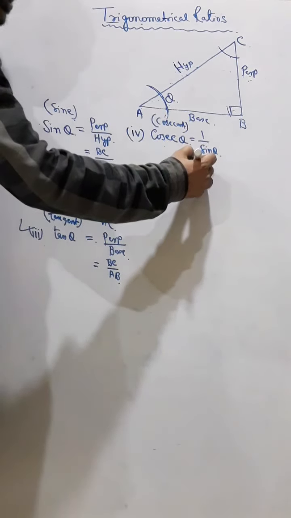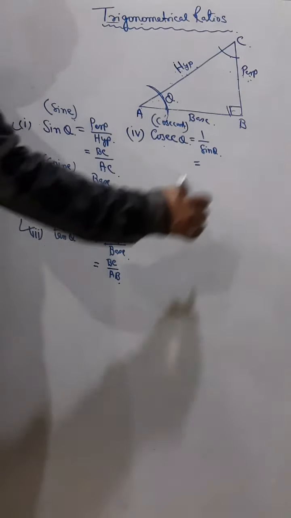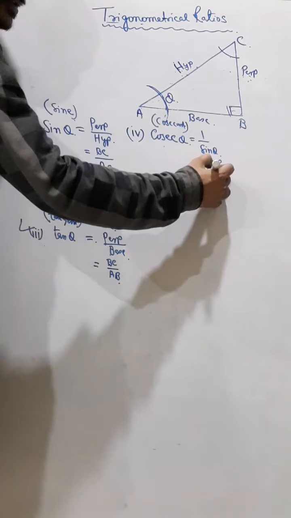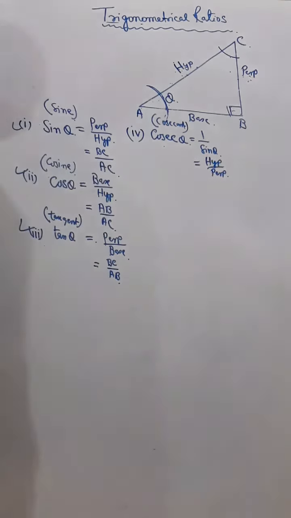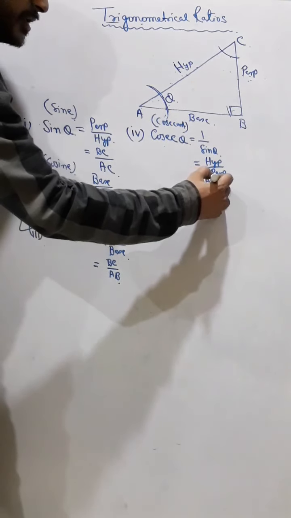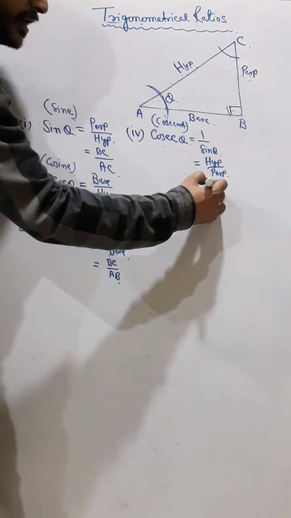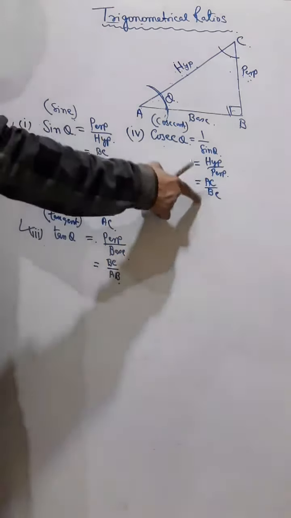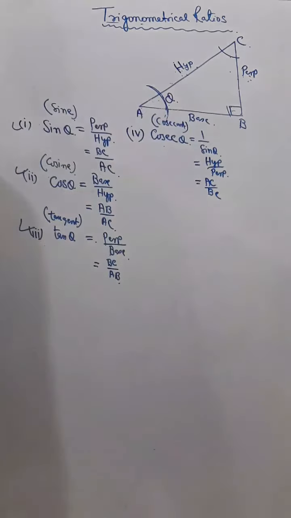So that means this cosec theta will be what? Cosec theta will be hypotenuse by perpendicular. So hypotenuse by perpendicular. So with respect to this triangle, it will be AC by BC. Understand? Opposite, reciprocal, since it is the reciprocal of sine.